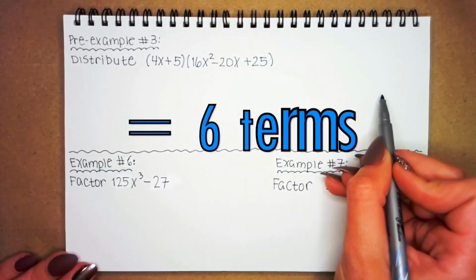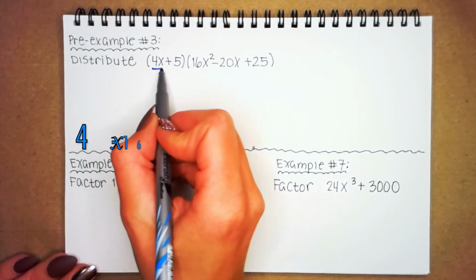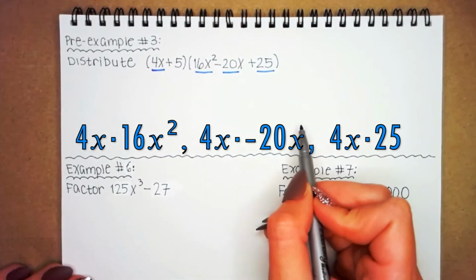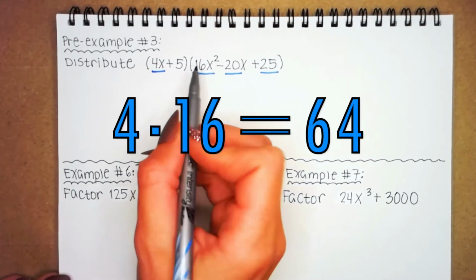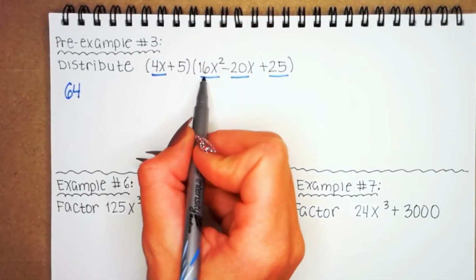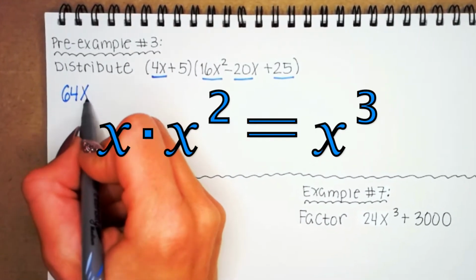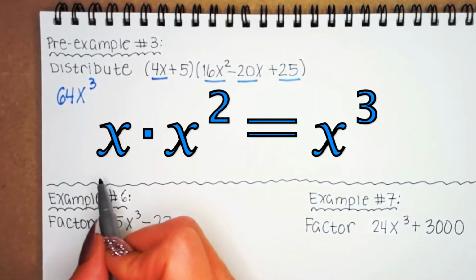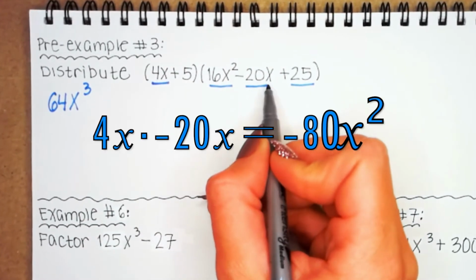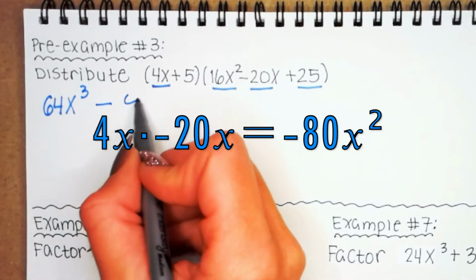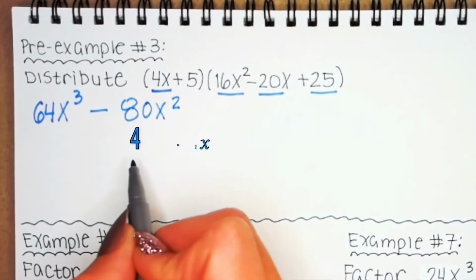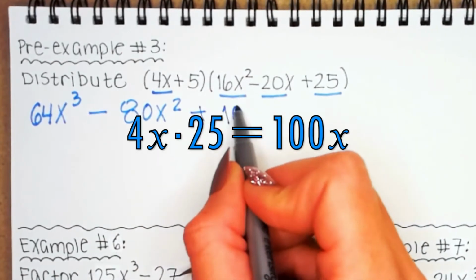You should get 6 things. We're going to start with 4x and multiply it by all 3 terms over here. 4 times 16 is 64. You need to know these by heart. X times x squared is x to the third. You also need to be very sharp with your properties of exponents. 4x times negative 20x, negative 80x squared. 4x times positive 25 is plus 100x.